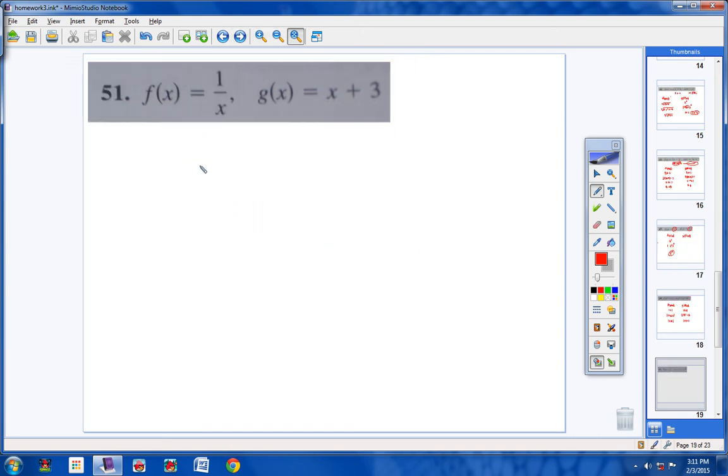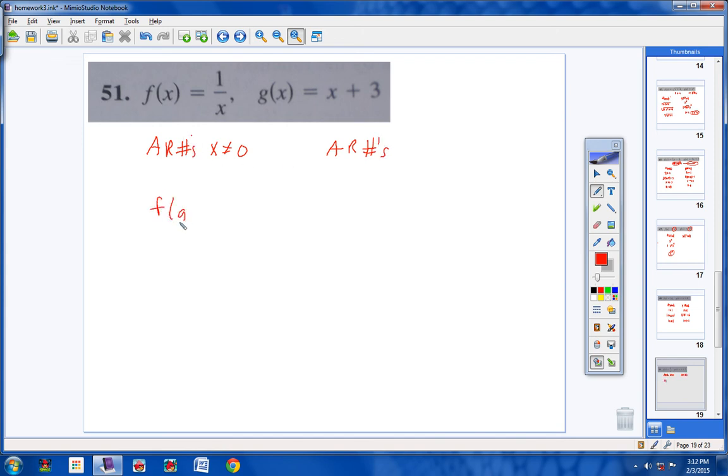Number 51. Alright, the domain for this would be x is greater than 0, because x cannot be 0. Oh, I'm sorry, that is incorrect, I apologize. It's all real numbers. I'm going to put AR for all real numbers, such that x does not equal 0, and over here it's all real numbers. Okay, alright, so here we go.